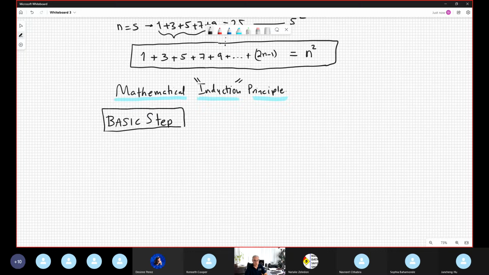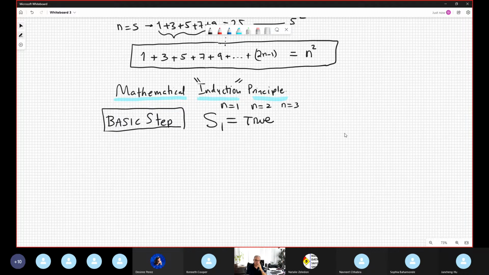The basic step is to prove that statement 1 is true. What does that mean? Statement 1 is when n is equal to 1. So you suppose n equal 1 is true. Suppose that no, it's not true. So you try for n equal 2, and it's not true, and n equal 3, then it's true. You need to find the smallest number for which the statement is true.